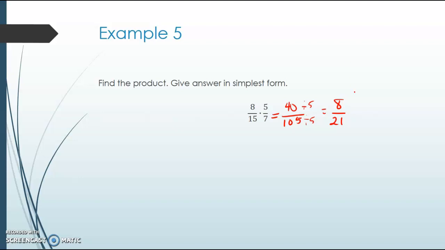And 3 doesn't go into 8, and 7 doesn't divide evenly into 8, so this is our simplest form. So 8 fifteenths times 5 sevenths is equal to 8 twenty-firsts in simplest form. So that's the product. Multiply straight across.